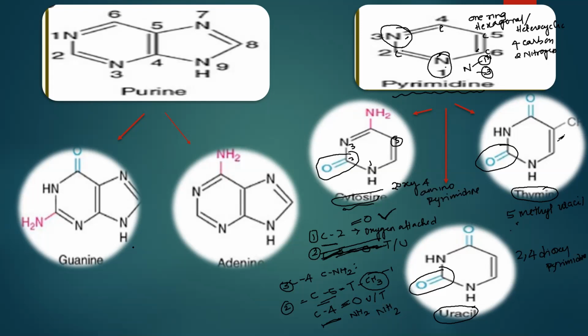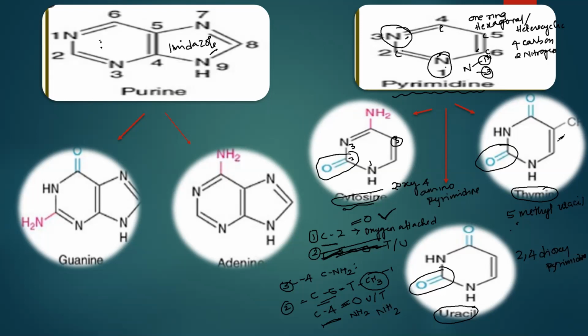Okay. Now let's talk about the purine. Purine is a 2-ring nitrogenous compound which is dicyclic, with 1 pyrimidine ring of 6 atoms. So you have 1 ring and you have 2 rings. This is the pyrimidine ring, and this ring is known as the imidazole ring.